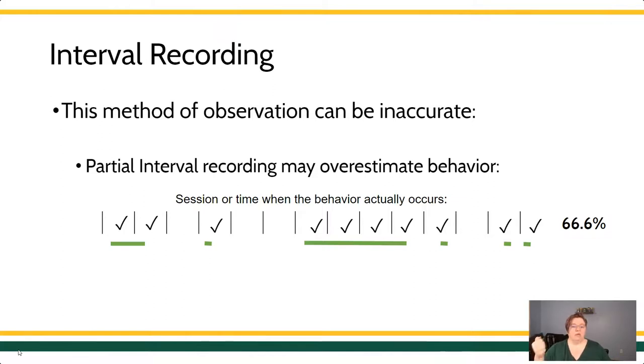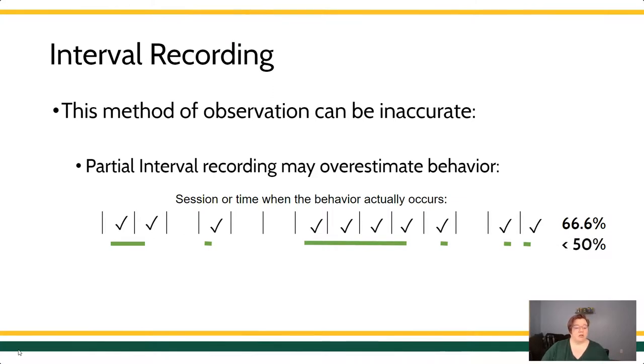Even though, if you were to have used a true measure of the behavior, meaning that I start the stopwatch when the behavior begins and I end the stopwatch when the behavior ends, we would be looking at a true total duration of less than 50% for this behavior.